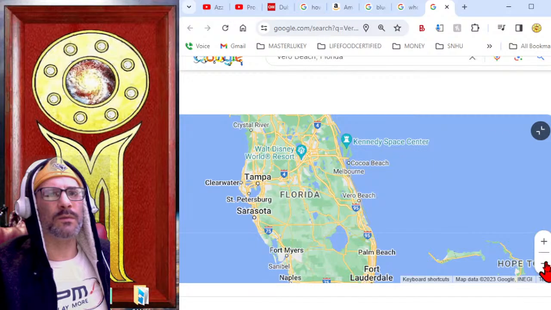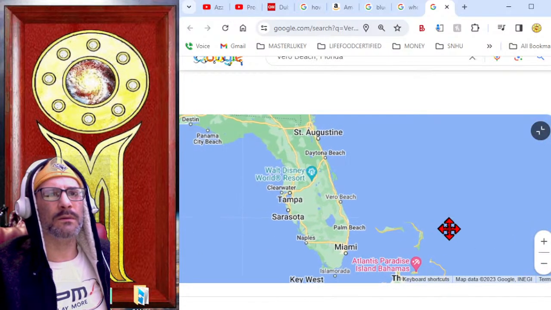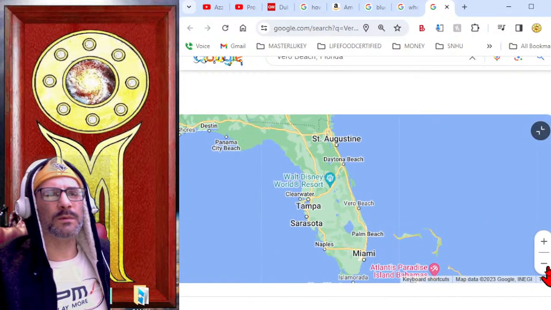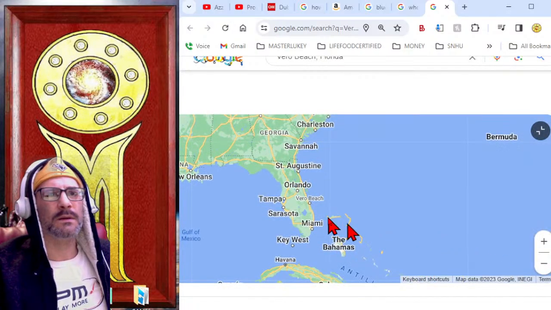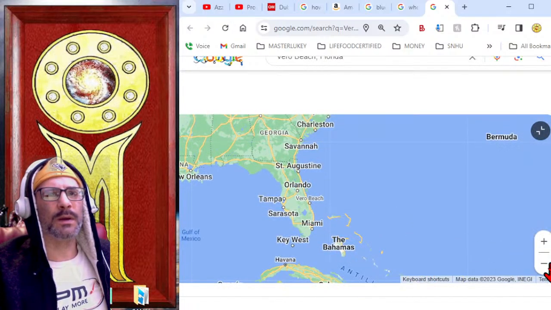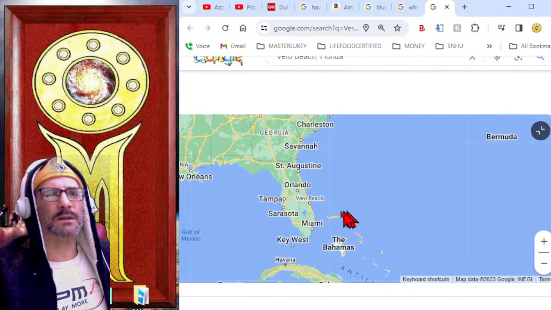Oh man, Vero Beach is down there. Wow. Vero Beach is almost at the head. It's at the end of the shaft, right by the head. Right where most guys are circumcised. Holy.